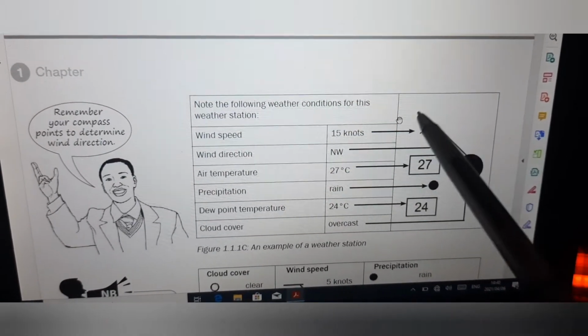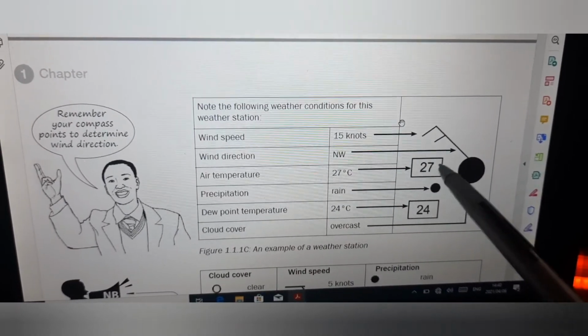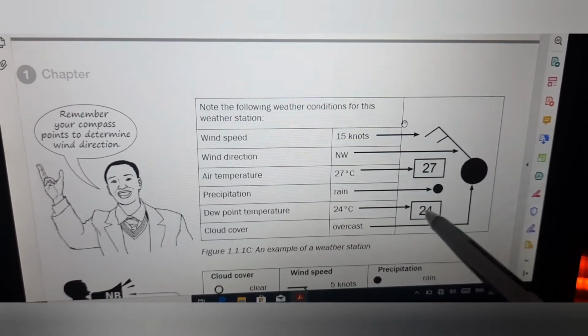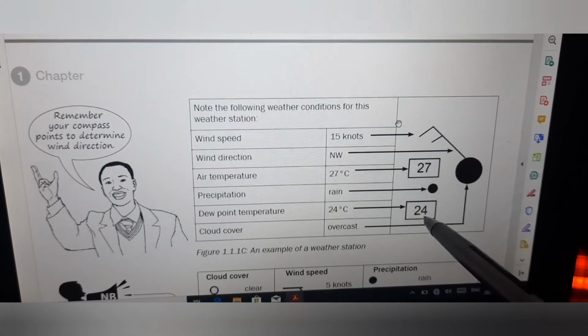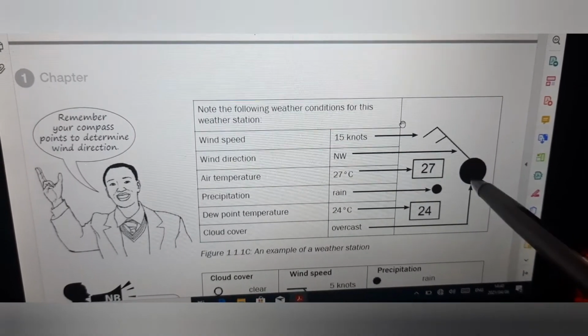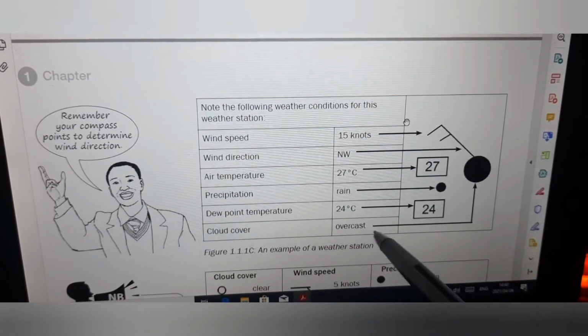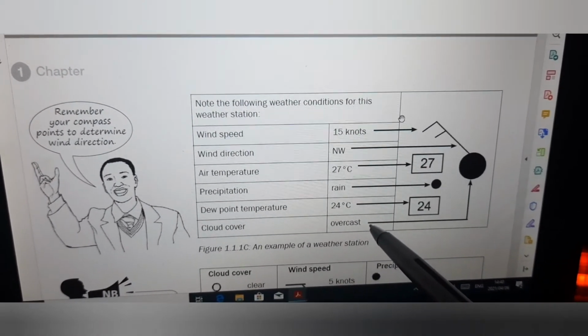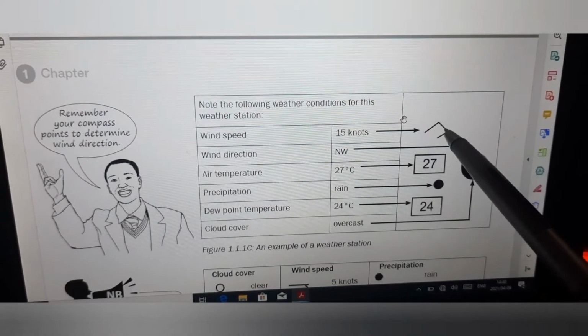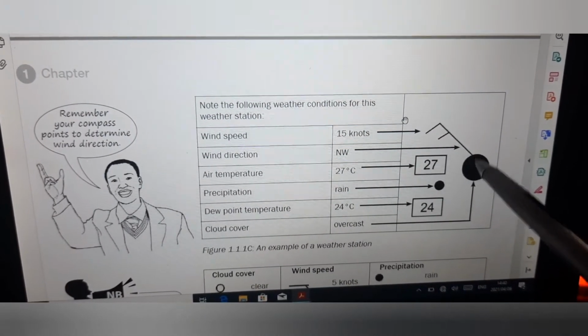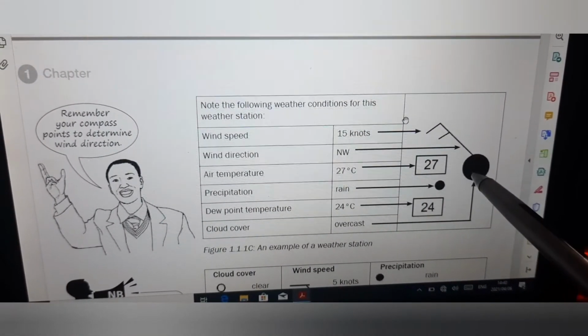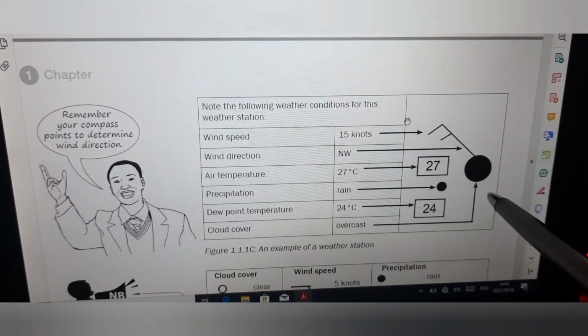So definitely you'll need to know this. This is what we're analyzing. The temperature on the top is always the air temperature. The temperature at the bottom is the dew point temperature, and how much of the dot is filled in will tell you the cloud coverage. And then these bars will tell you the speed, and where this is facing will tell you which direction it is facing, which is northward at this point.